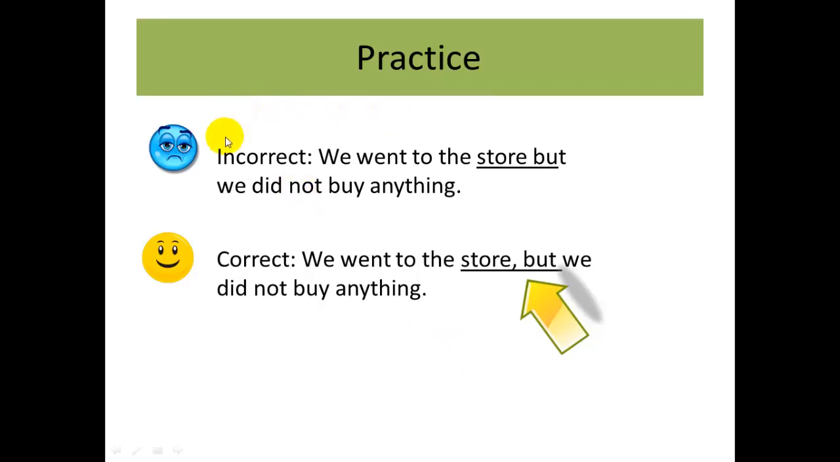All right, let's practice. The first example I'm going to give you is incorrect. We went to the store but we did not buy anything. Well, it sounds okay if you read it, because that is sort of how we speak. However, in writing, you have to have the comma just before the conjunction. So that's why I put this arrow here. So the correct way to write this would be, we went to the store, comma, but we did not buy anything.